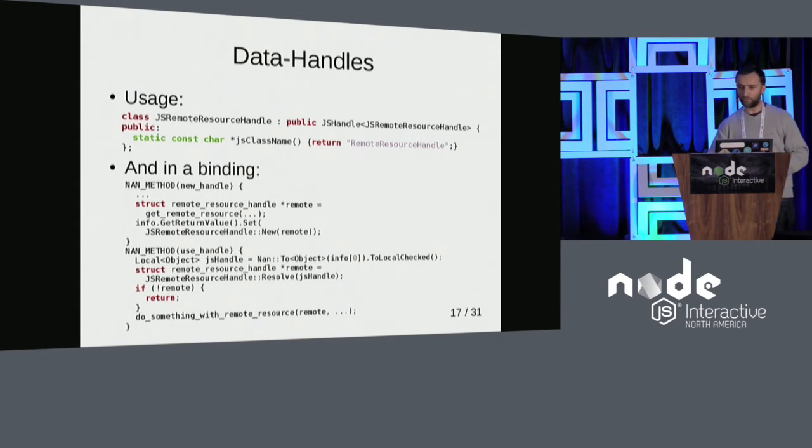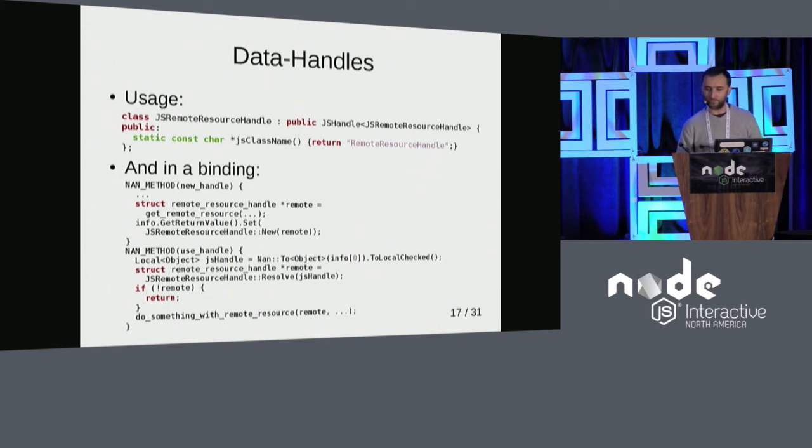So this is how you use the class that I showed you earlier. It's really cool. You can give it a class name, and now all your objects are going to appear as remote resource handle in the debugger. And so it's going to be like remote resource handle brace unbrace. And it's really nice because you look at it and you know that this is a handle. You can set properties on it, but it's not going to do you any good.